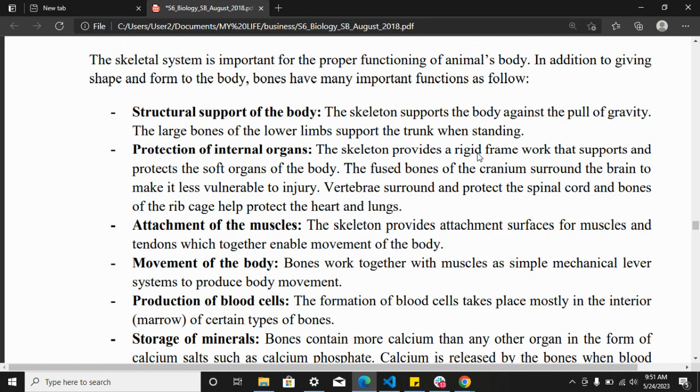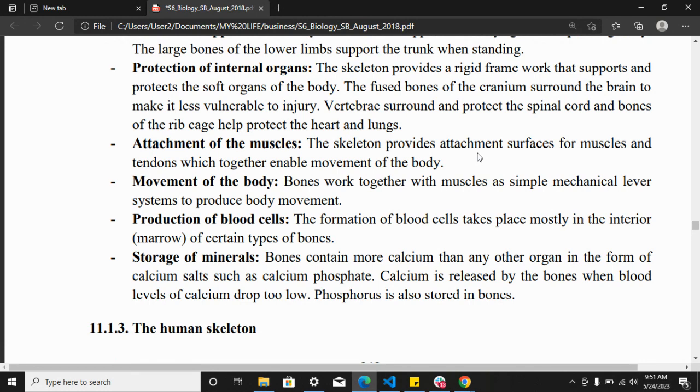Ikindi rero, the bones nizo ziriho attached muscles, the muscles which are attached to them. The way bones zifite surface ihagije where the muscles zishobora kugira gute kwicara. Another thing rero is about the movement of the body. Actually bones work together with muscles as simple mechanical reflex system to produce body movement. No kuvuga ngo movement ya y'umubiri uburyo the body can move ni bones ziri bugende kubifashamo, like on legs, the arm and whatever. So ikindi rero, it's about production of blood cells.